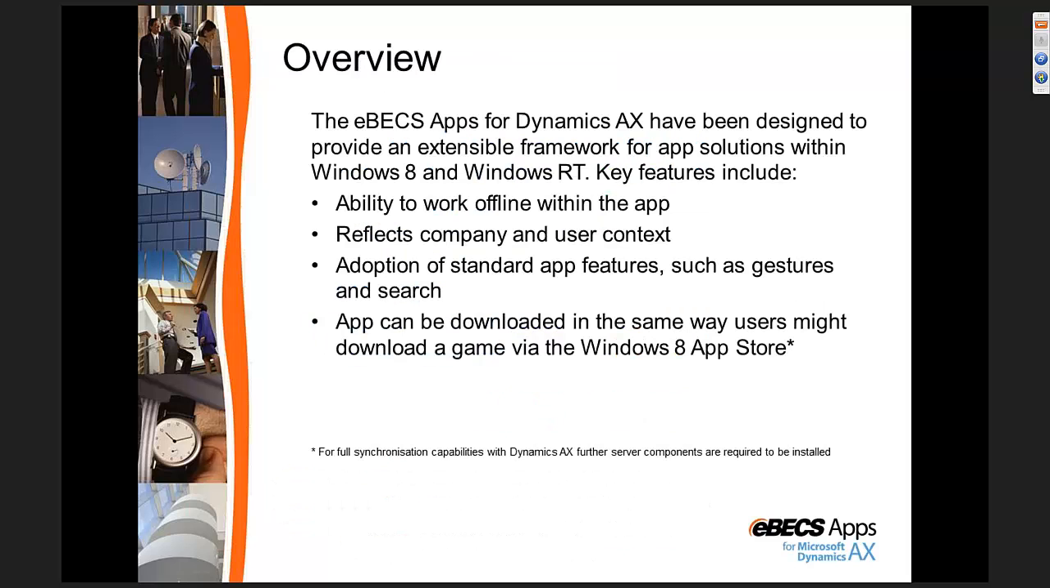So I'd just now like to start with an overview of what we've done with the apps. What we've done with the apps is we've designed them to be an extensible framework for building apps within Windows 8 and Windows 8 RT. That means that we have the ability to work online and offline within the app. And what we're trying to do is to reflect the company and user context, which means when you log into the app, you'll see information relevant to yourselves. And we've also adopted the standard app features that Microsoft has provided, such as gestures and search.